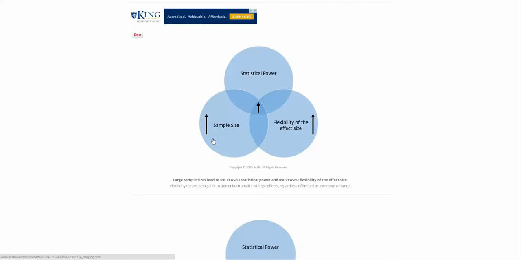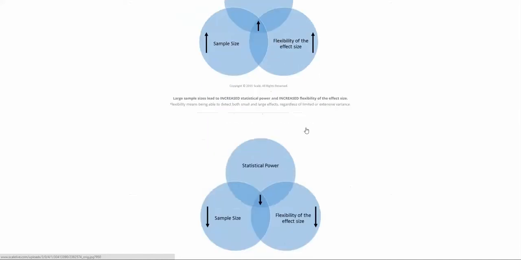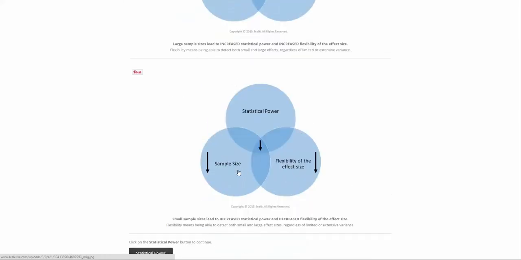Finally, every time that you have a large sample size, you'll increase your statistical power and you'll be able to detect both large and small effect sizes regardless if they have limited or extensive variance. And with small sample sizes, you have a decrease in statistical power and a decrease in flexibility of effect sizes. You won't be able to detect small effect sizes or effect sizes that are very heterogeneous with a small sample size. Therefore, there's a decrease of statistical power.